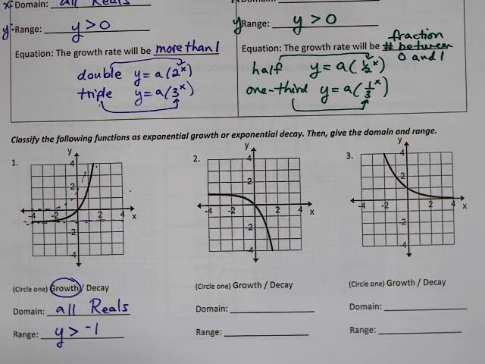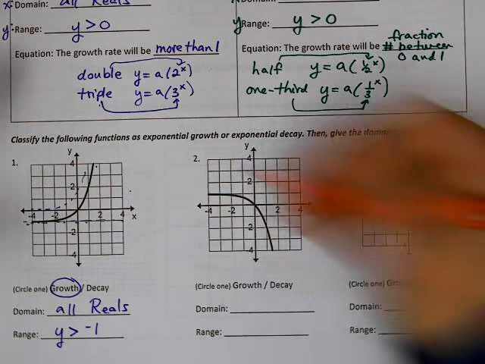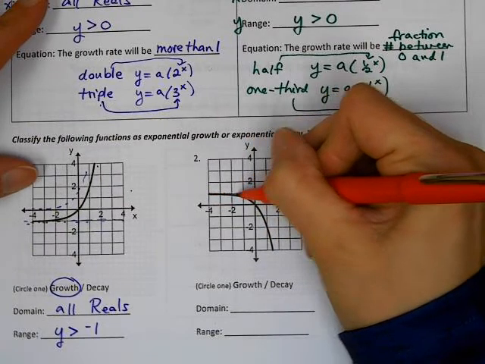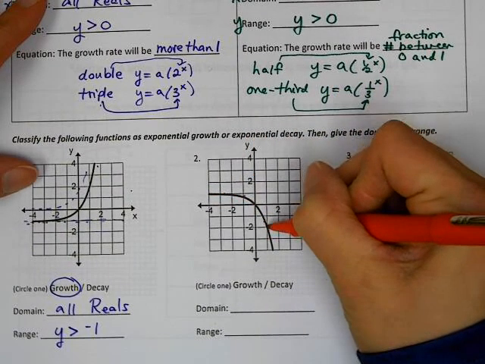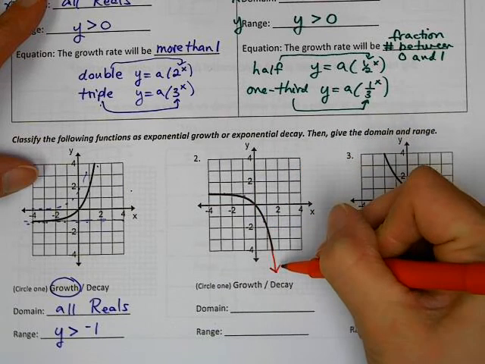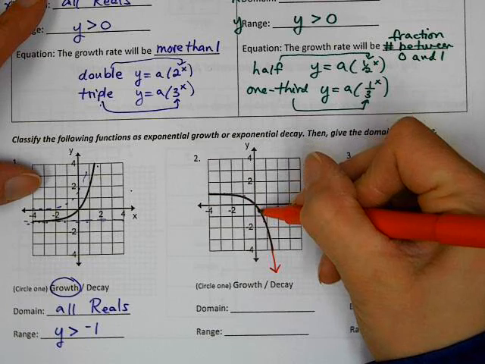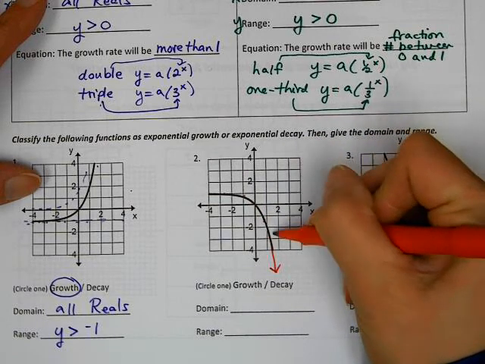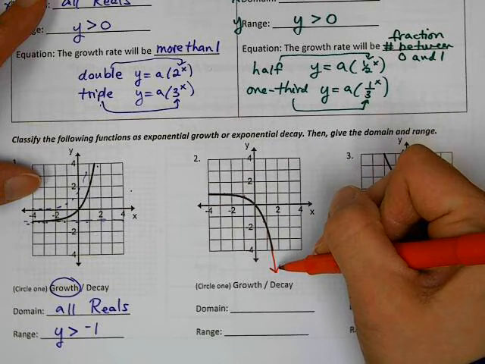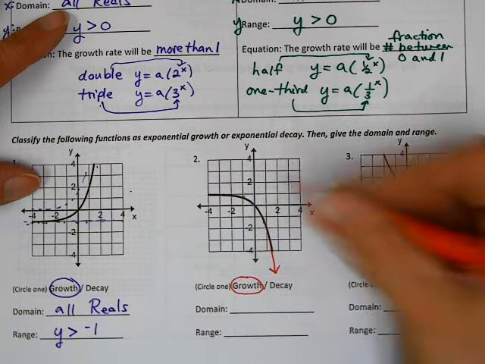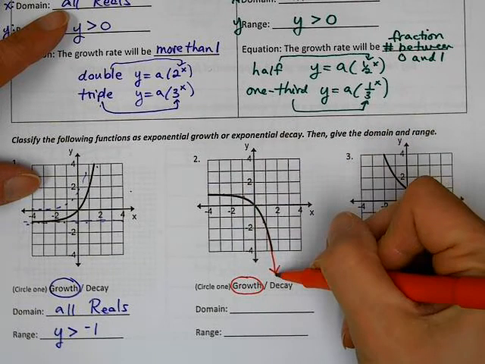Number 2. Start on the left side of the graph paper and ask yourself, what's happening? Is the graph going closer to the x-axis or farther away from the x-axis? Since it's going farther and farther away from the x-axis, look how far it's getting. This one is going to be growth. It's getting farther from the x-axis.